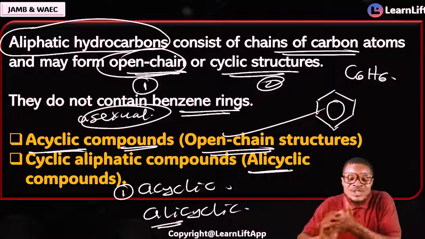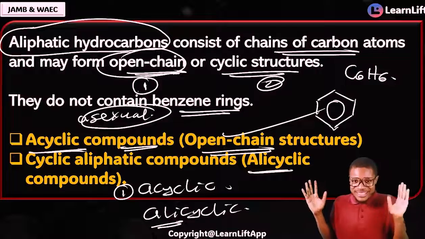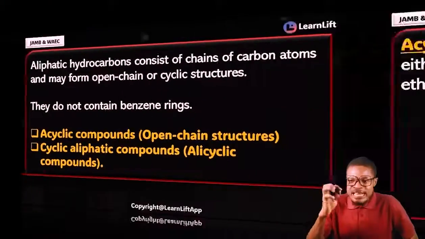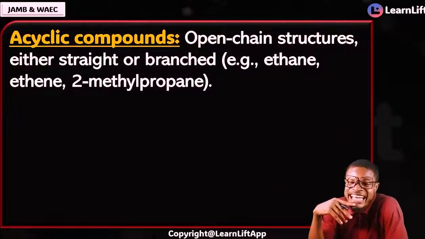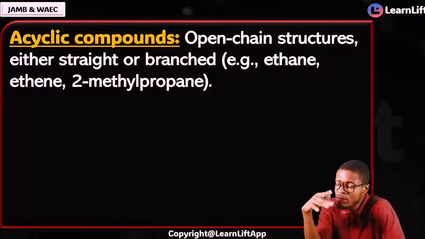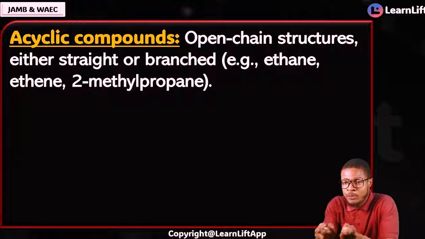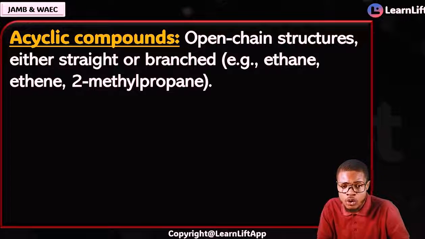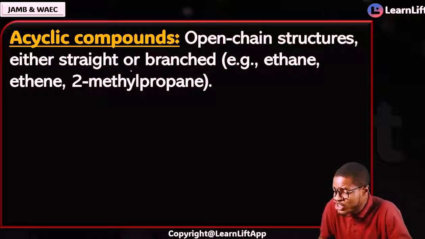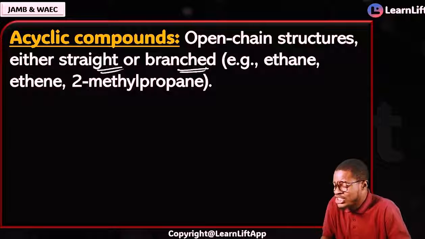Acyclic means absence of what? Cyclic structure. Does it make sense? You will see them now. Look at the first. The first is called your acyclic compounds. Acyclic compounds, are they closed chains or open chains? They are the open chain structure. And they are either straight chains or branched chains.